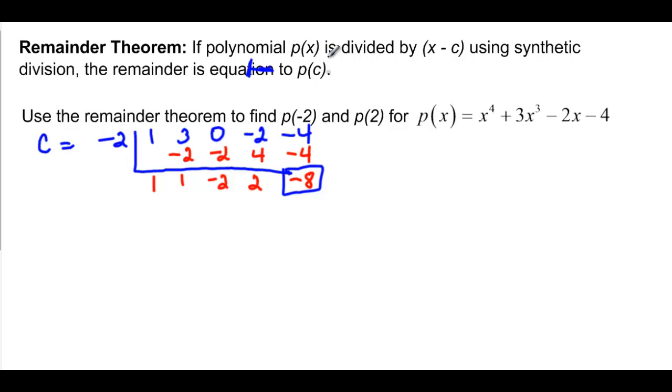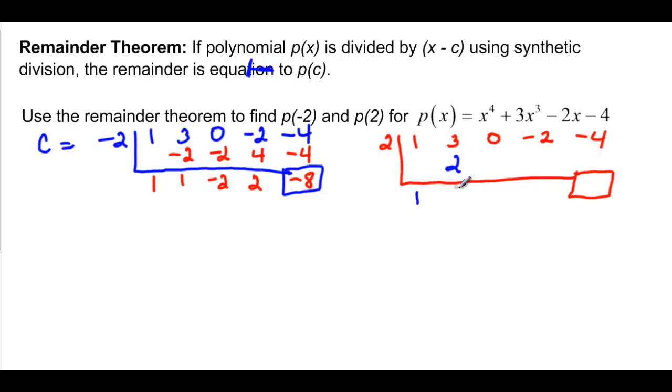It also asks us to do it with positive 2. So again, that means 2 is on the outside, 1, 3, 0, negative 2, negative 4. And bring down the 1 and multiply, add, we get 5. 5 times 2 is 10, plus 0 is 10. 10 times 2 is 20 minus 2 is 18, and 18 times 2 is 36, and 36 minus 4 should be 32. And let's just double check one of them.